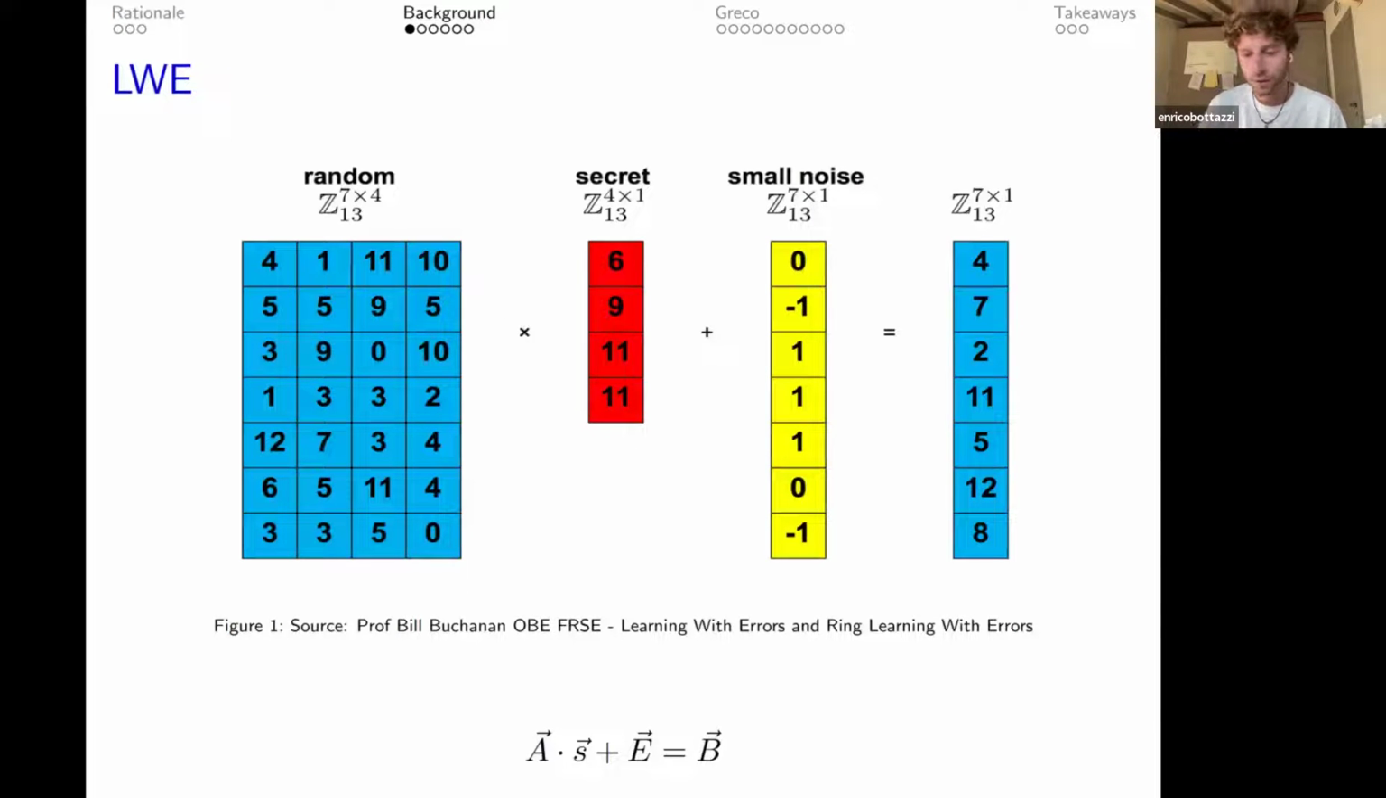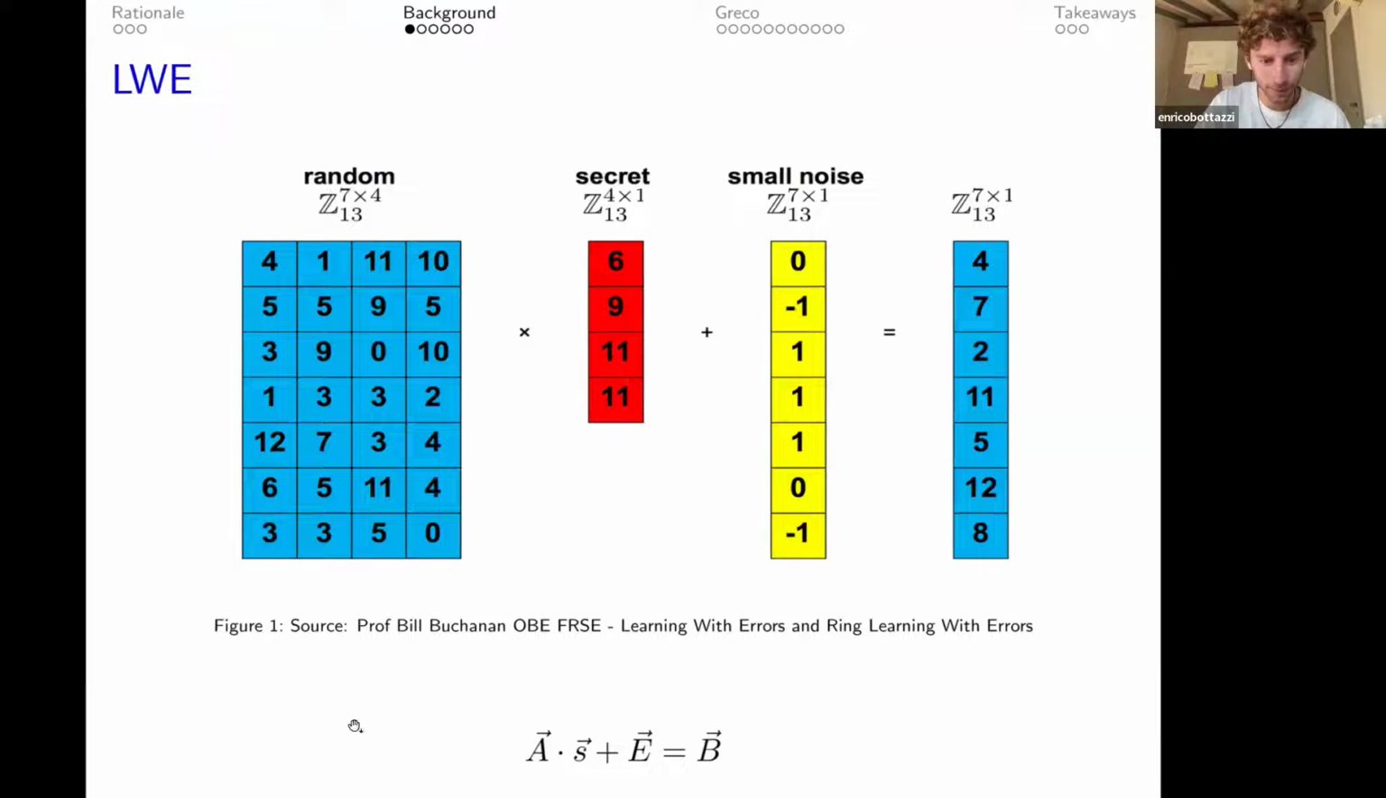I'm going to go through some background before getting specific with Greco. I think most of the stuff here will be rather familiar to you, but it's also good for completeness to go through that. The first notion that we analyze is learning with error.